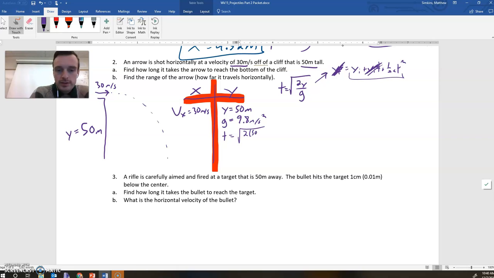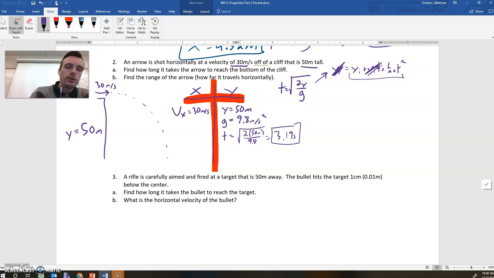So let's go ahead and find the time it takes to fall. 2 times 50 divided by 9.8. All right, and we grab our handy-dandy calculator. Don't come to physics class without your calculator, folks. We're going to do the square root of 2 times 50 divided by 9.8, and that's going to be 3.19 seconds. So, part A, how long does it take the arrow to reach the bottom of the cliff? 3.19 seconds.